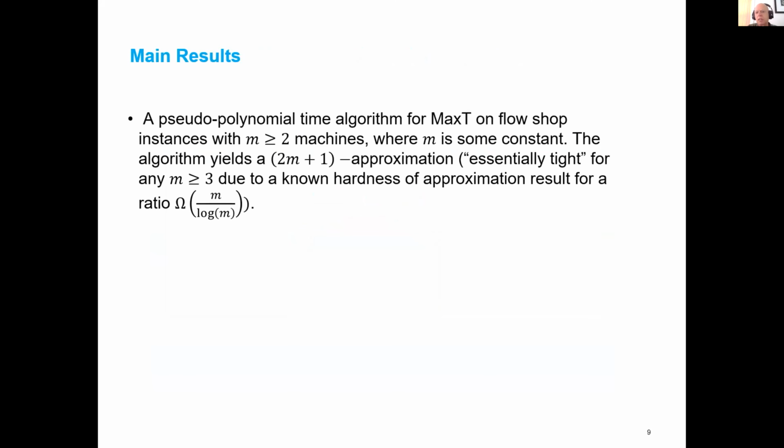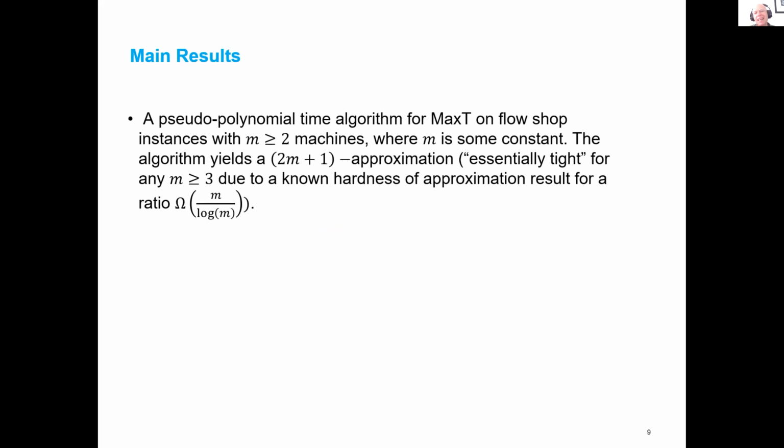So the nice thing is that no one looked at this version of the problem. People looked at flow shop, but not at this specific objective of maximum throughput in the real-time setting. And our first result is when the number of machines is constant, we can find a pseudo-polynomial algorithm that will yield a 2m+1 approximation, where m is the number of machines.